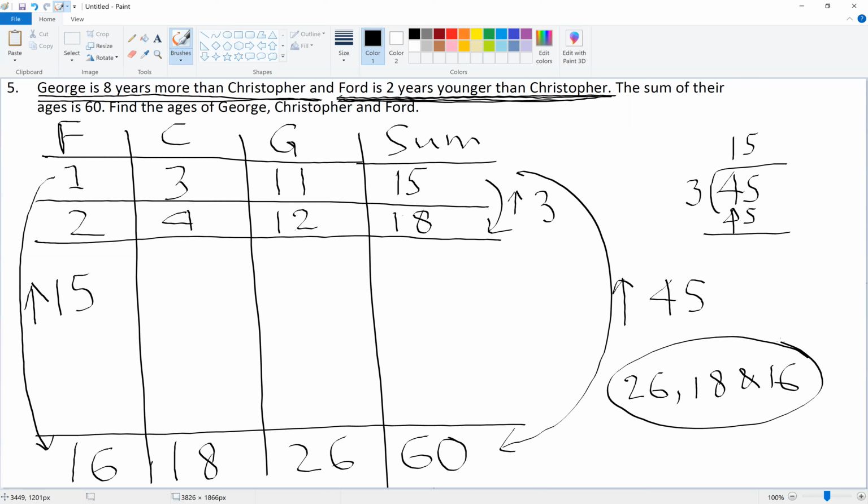Do you understand this method? Yes, I do. I mean, it's good that you know another method, but I'm trying to teach this method. And there is a reason. Once you practice it a couple of times, you should be able to do it in your head without actually writing anything.